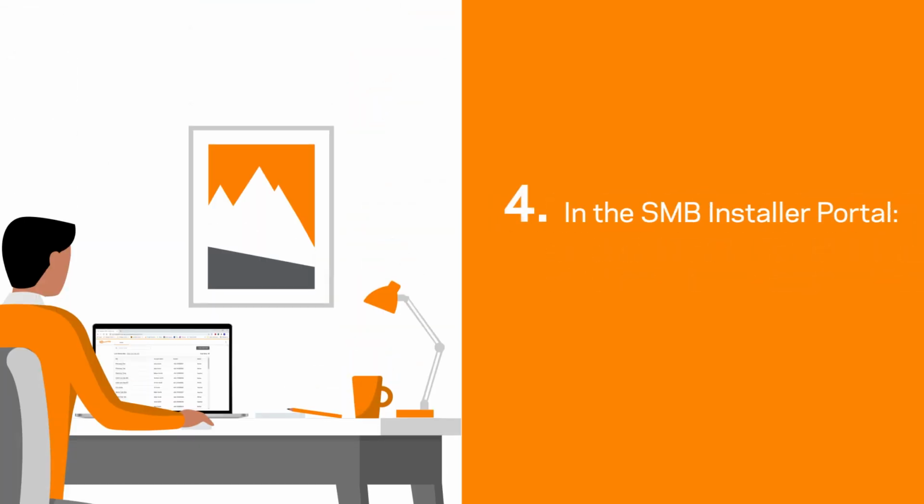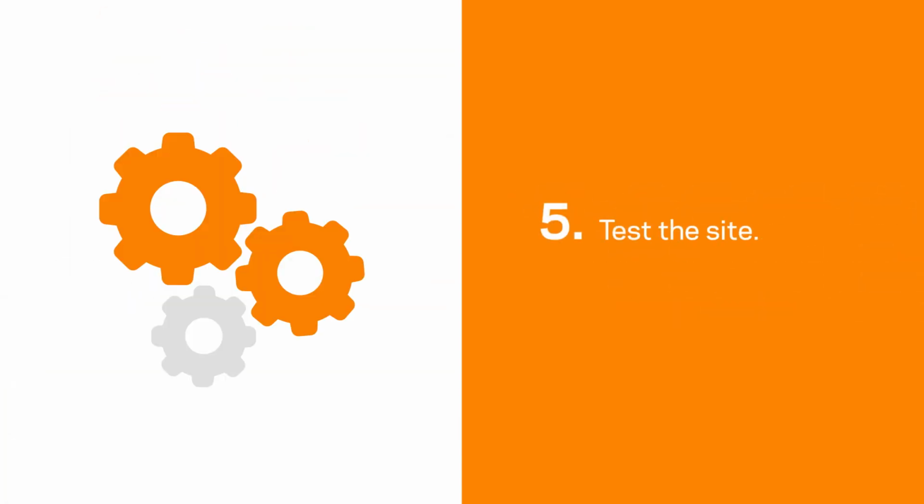In the SMB installer portal, create a new site, assign the controller, and test the site. Note: optionally, the site can be created and configured before installing the hardware. Test the site. Test to ensure the site is operating correctly.